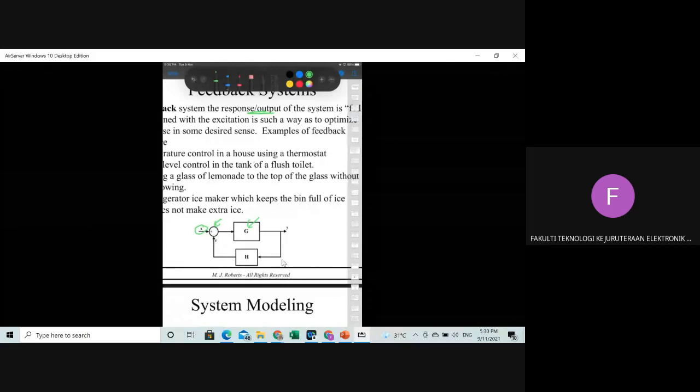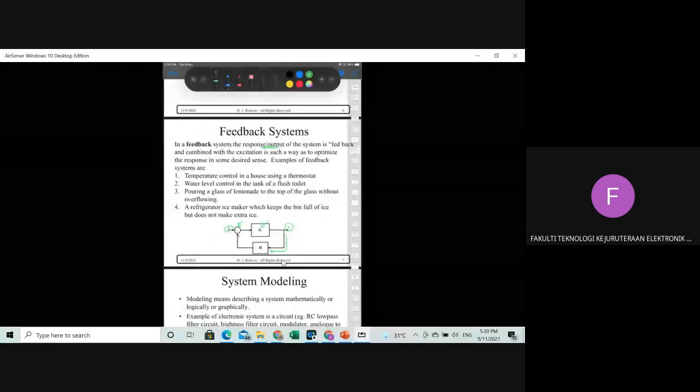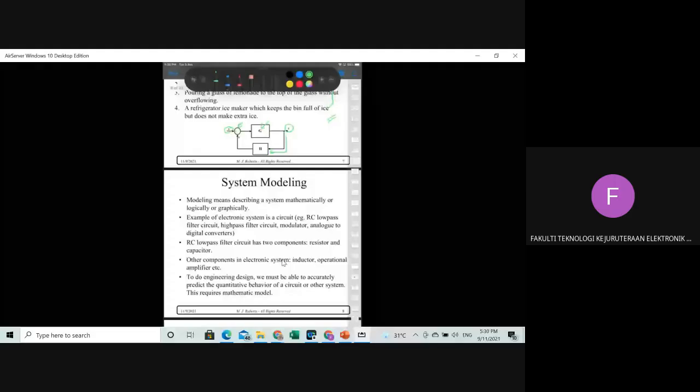The output is y(t), and then the output is fed back through H and goes to the summing junction. So in this case, the response or output of the system is fed back and combined with the excitation to optimize the response in some desired sense. These are examples of feedback systems you can have, and you can read this. That is feedback systems.